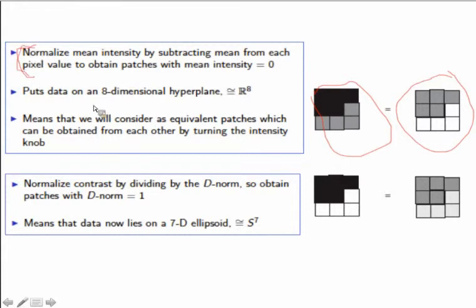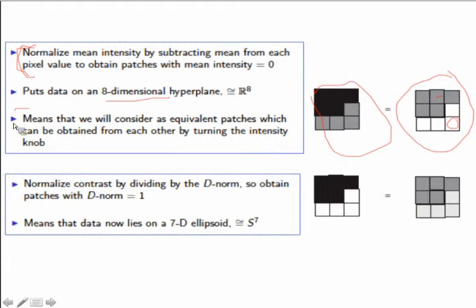That also means that we're now living in 8 dimensions. Before we were in 9 dimensions, because we needed to know each of the 9 values to determine our patch. But now I can say this one will be determined by the remaining 8, since I need the mean to be 0.